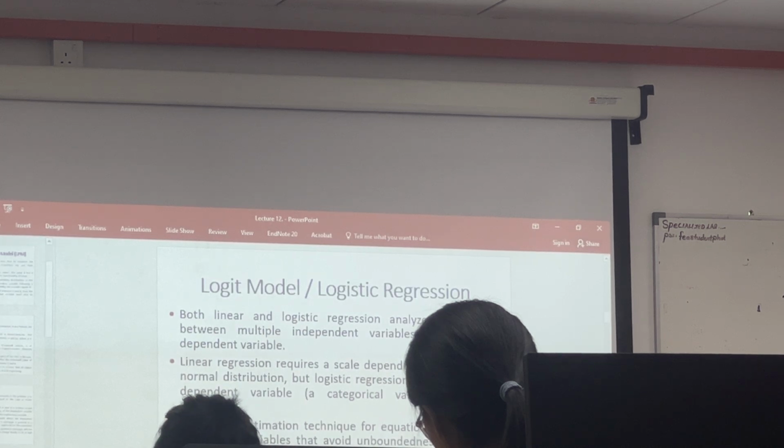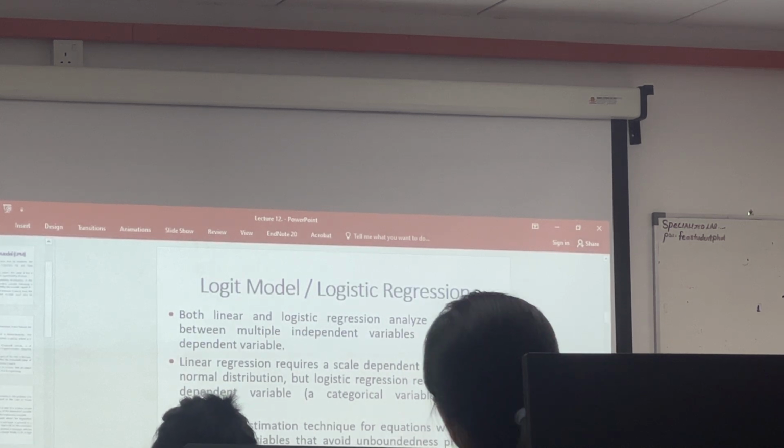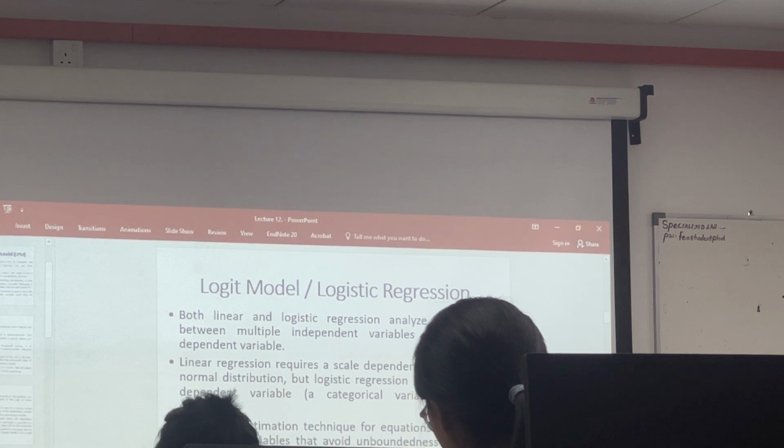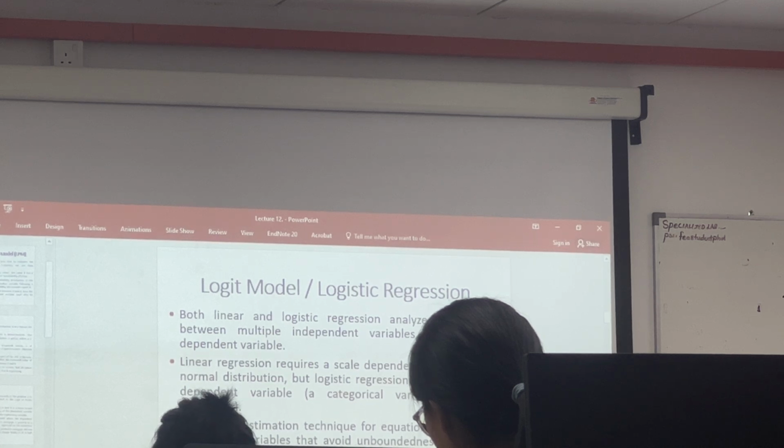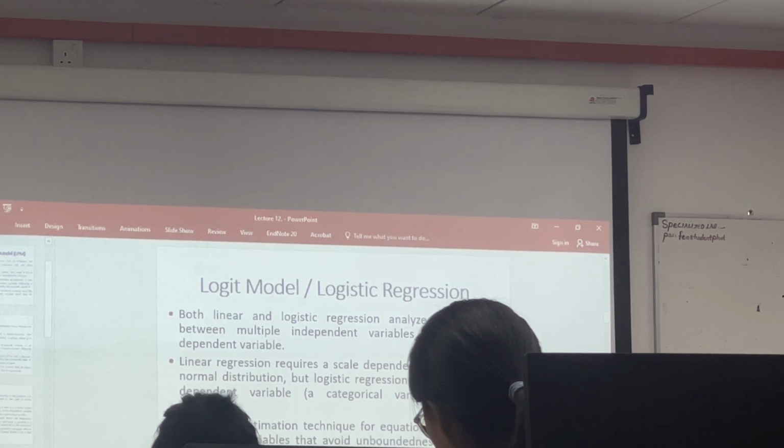Alright, so the logic model for logistic regression. Both linear and logistic regression analyze the relationship between multiple independent variables and a single dependent variable. So we still have one series of dependent variable. Linear regression requires a scale dependent variable.